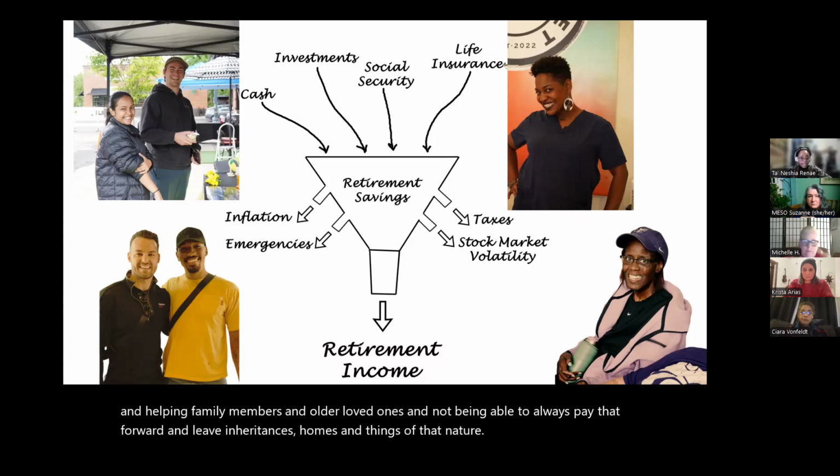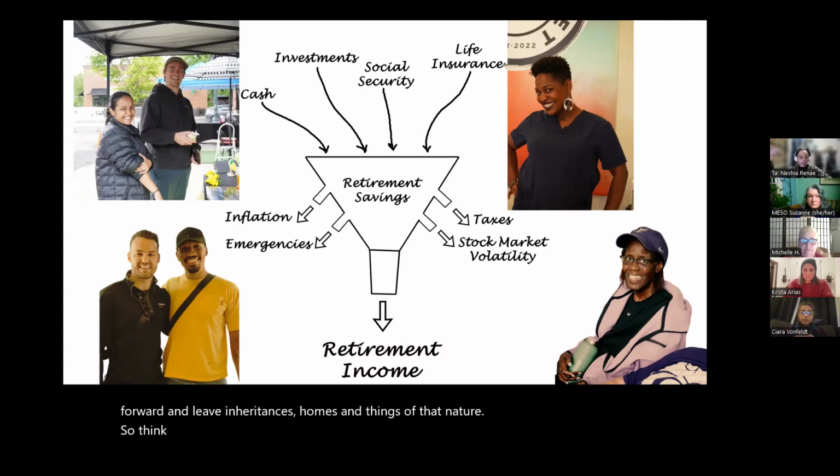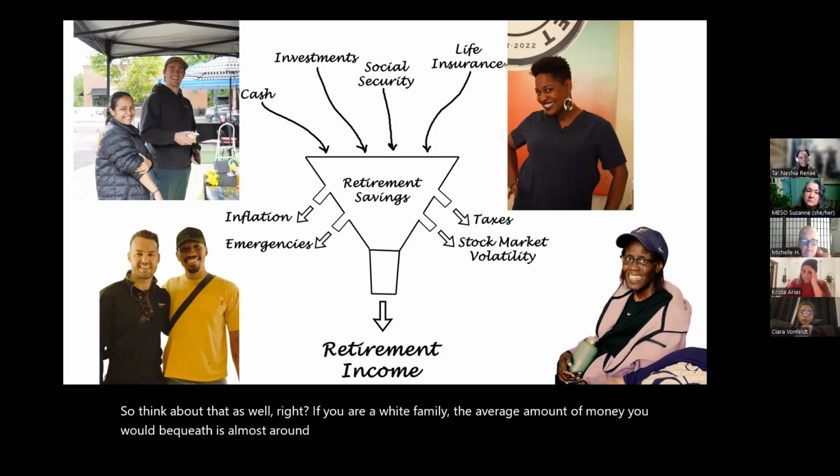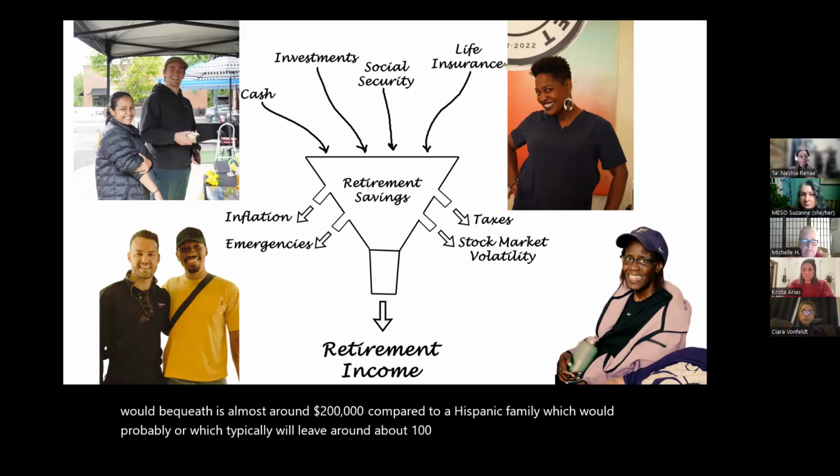So think about that as well, right? If you are a white family, the average amount of money you would bequeath is almost around $200,000, compared to a Hispanic family, which typically will leave around 130,000, and Black families leave just a little bit over 75,000.